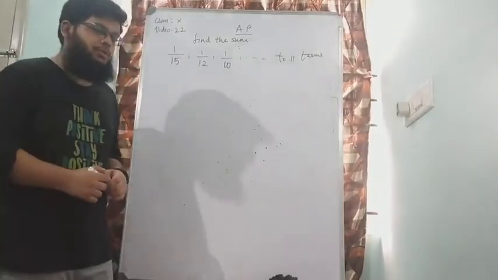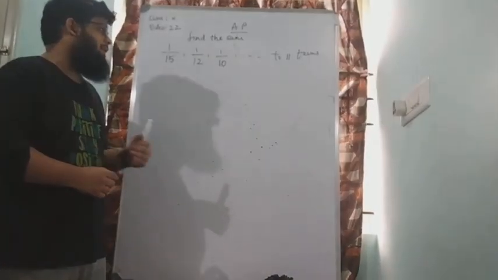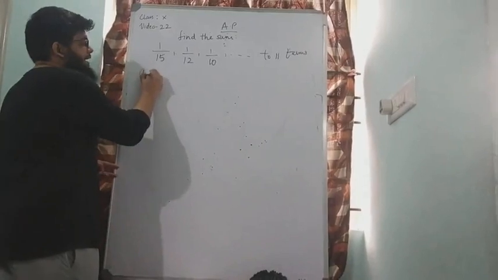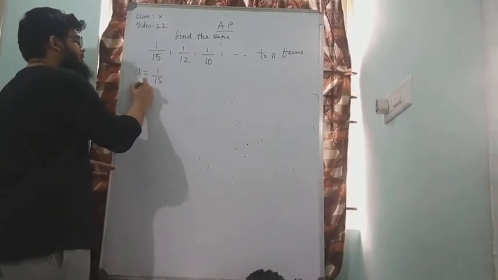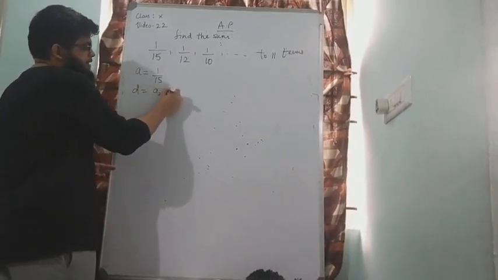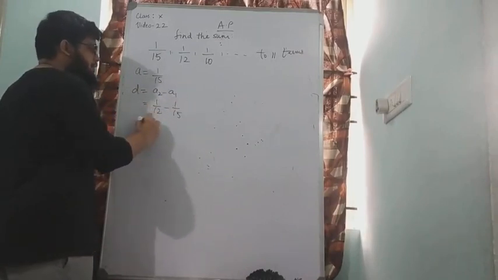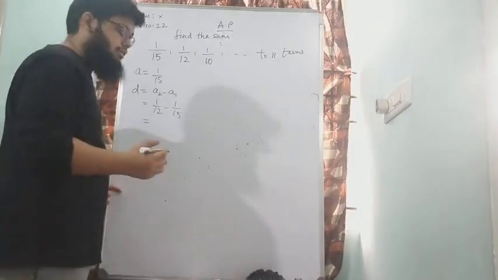The question here on the board is 1 by 15, 1 by 12, 1 by 10 up to 11 terms. So I will find the value of a first, which is 1 by 15. The value of d is a2 minus a1. a2 is 1 by 12 minus a1 is 1 by 15. You can take LCM or you can also cross multiply.